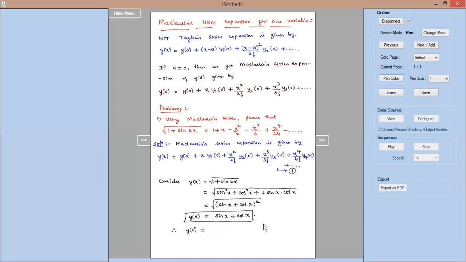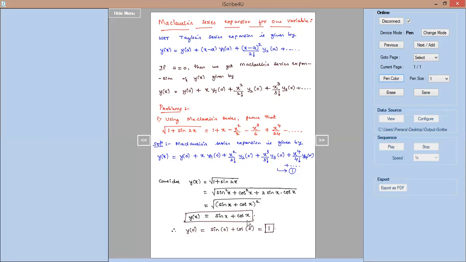We obtain the Maclaurin series expansion always at the point x is equal to a equal to 0. So substituting the value 0, we have sine 0 plus cos 0. Sine 0 is 0, cos 0 is 1. So we have y of 0 value equal to 1.